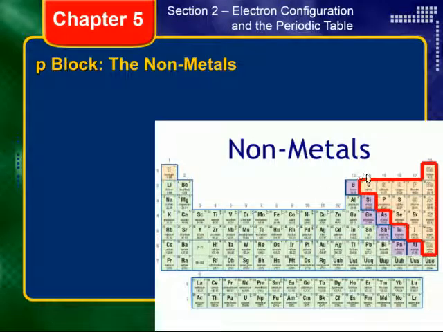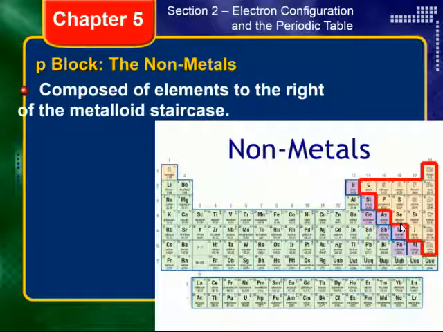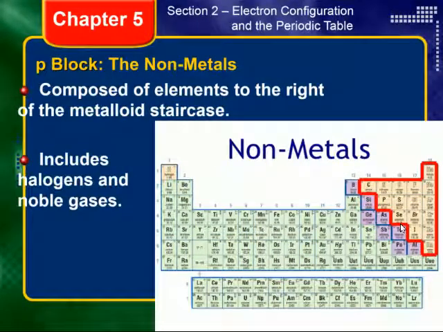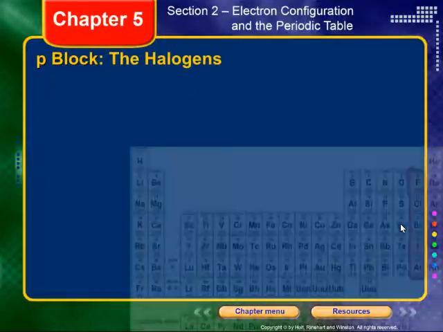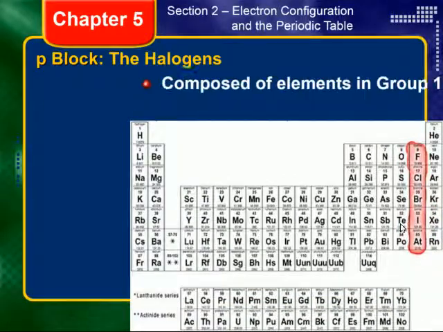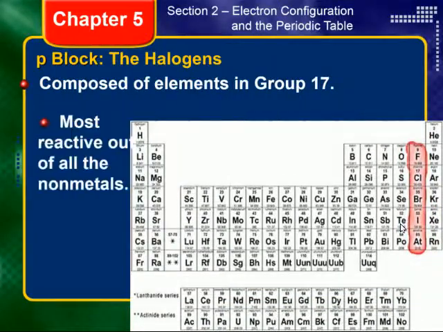I already mentioned the nonmetals on the right side of the periodic table, consisting of the halogens, noble gases, and the rest of the nonmetals. They're in the p block, composed of the elements to the right of the metalloid staircase. Some of the most important groups within there are the halogens and the noble gases. We already talked about the halogens. Those are elements in group 17.